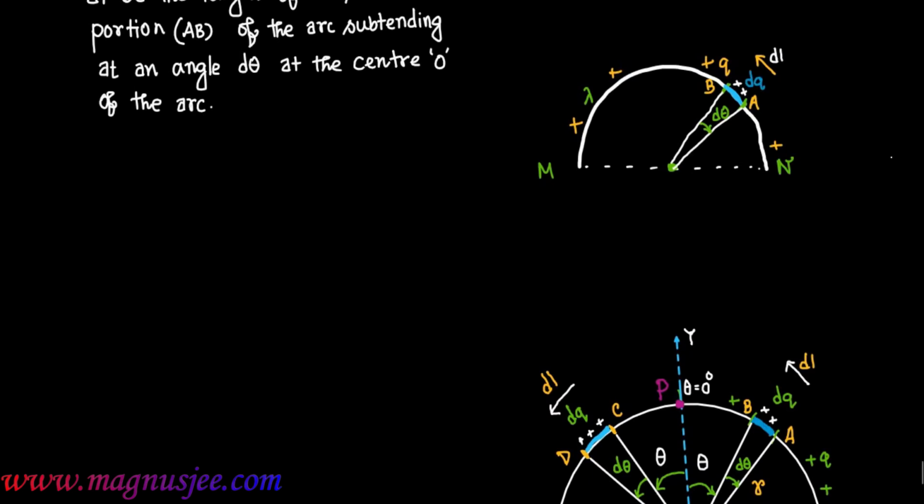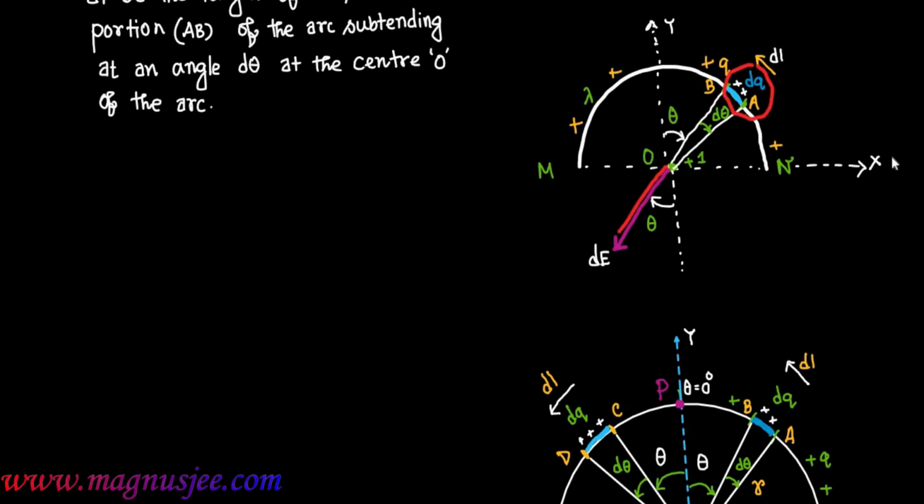This small portion AB has the charge dq, and a unit positive charge plus 1 is placed at the center O. We denote the y-axis, the positive x-axis, and the negative y-axis. The field intensity at O due to the small part AB is dE, which acts at an angle theta with the negative y-axis.